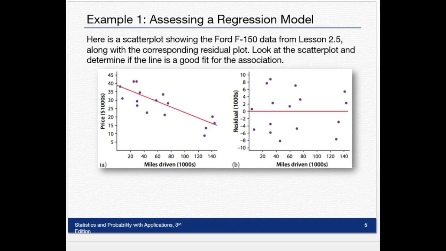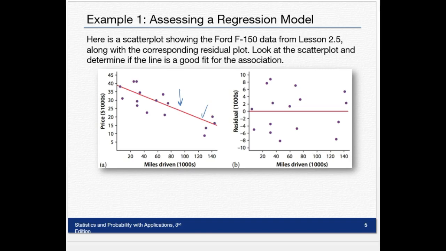Here's a scatter plot showing the Ford F-150 data from lesson 2.5, along with the corresponding residual plot. Look at the scatter plot and determine if the line is a good fit for the association. So we look at the scatter plot, and it looks okay, but our real indicator of if this line is a good predictor is the residual.